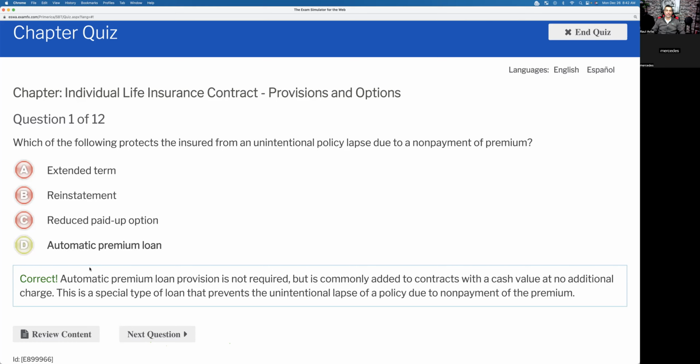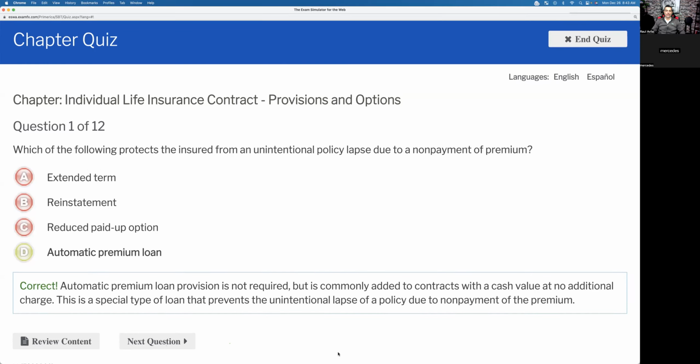Automatic premium loan is a provision that protects the insured from unintentional lapse. For example, let's say the client goes unintentionally lapsed because the client forgot to make his payment. What this provision is going to do is take money from their cash value and then pay for the premiums so that the policy stays in force. Make sense?